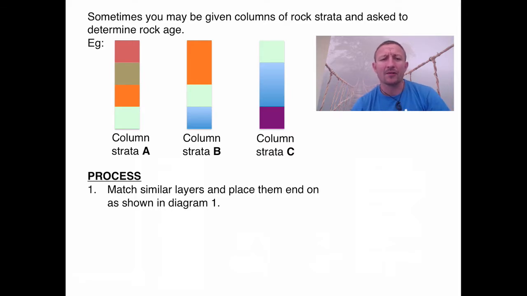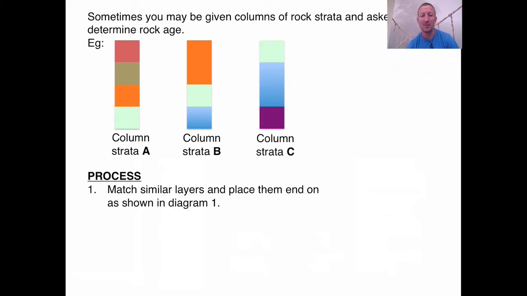Now the above layer on strata B has been eroded away, so we haven't got that. However, we've got two layers on top of the orange in strata B, and if you look at strata C, it goes green, blue and purple. Now no other column has got purple, but you'll notice that strata A's got green, strata B's got blue, green, and strata C's got green, blue, so we can match them all together.